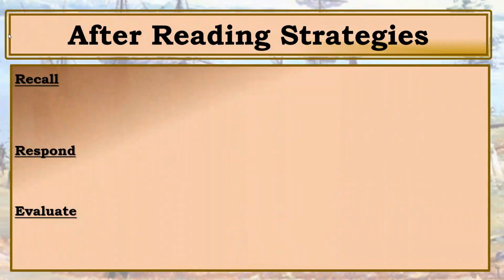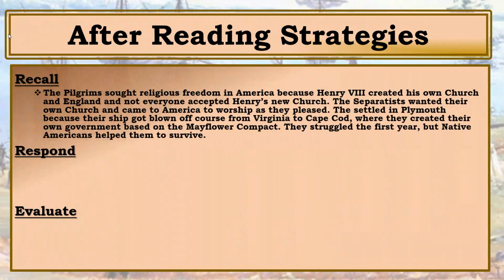So let's wrap things up with our recall, respond, and evaluate, right? The Pilgrims sought religious freedom in America because Henry VIII created his own church in England, right? He did that. And not everyone accepted Henry's new church. The separatists wanted their own church and came to America to worship as they pleased. Okay, they settled in Plymouth because their ship got blown off course from Virginia to Cape Cod, where they created their own government based upon the Mayflower Compact. They struggled the first year, but Native Americans helped them survive.